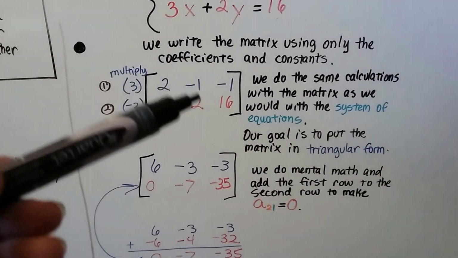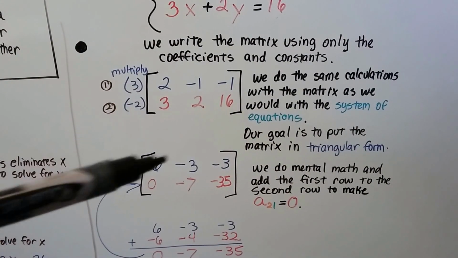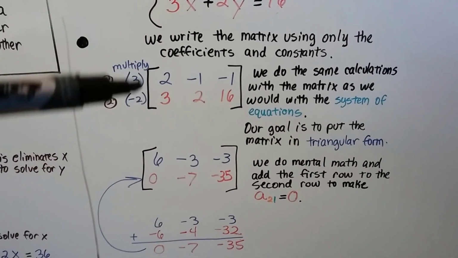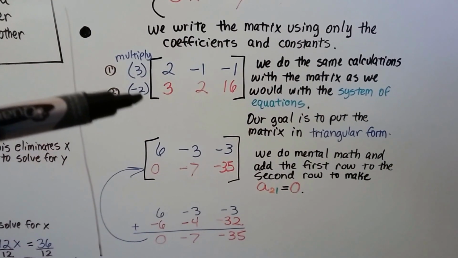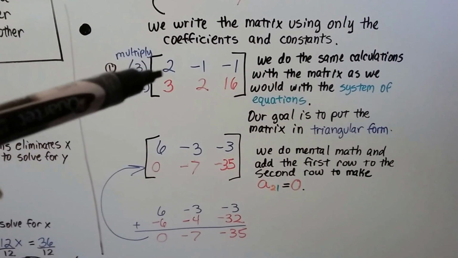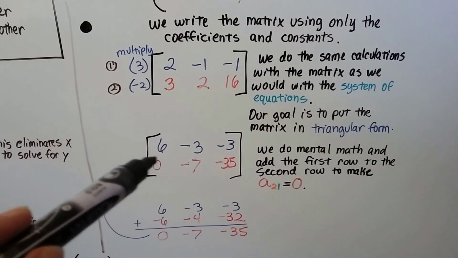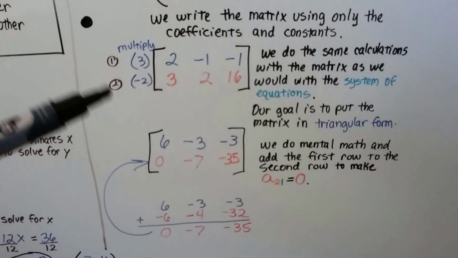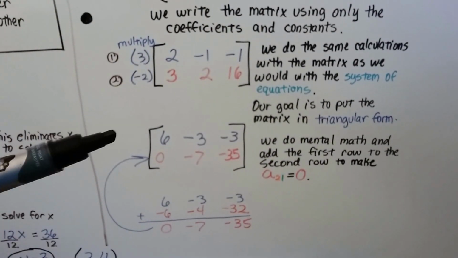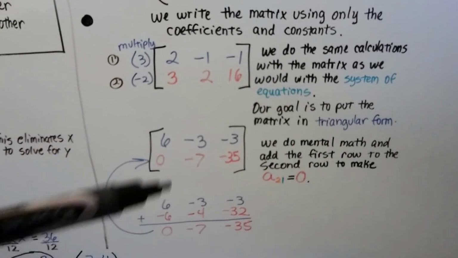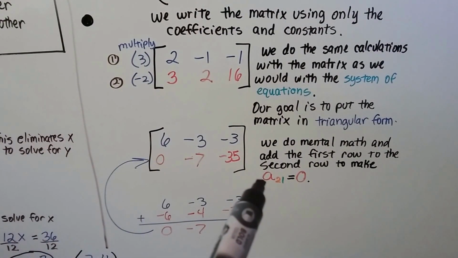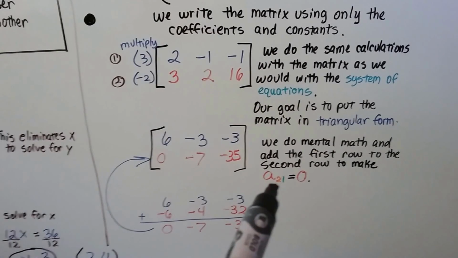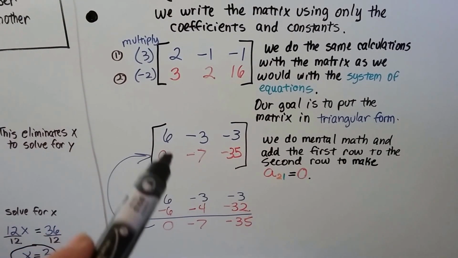Our goal is to put this in triangular form, so we need to get some zeros. With this first equation, we can multiply it by a 3, and we can multiply this one by a negative 2. That's going to create a 6 and a negative 6, and that's going to get rid of the x value for this red equation. See? We can do mental math and make that first row to the second row. We want to change the value that's A sub 21 to a 0. So we want to change that to a 0 from the 3.